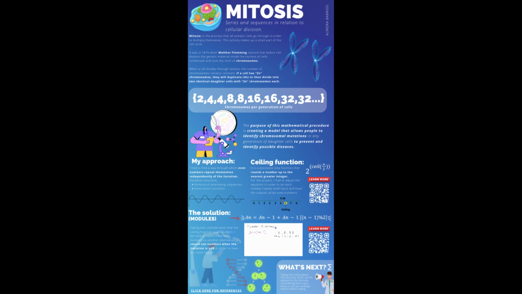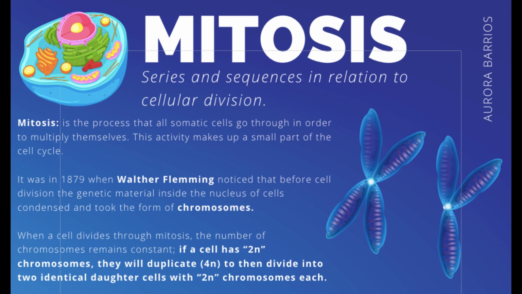Cellular division is the process through which all cells reproduce. It is fundamental for growth, repair of the organism, and reproduction. Even though gametes go through a type of cell division called meiosis, for this project's purpose, I will be focusing on mitosis. Mitosis is the process that all somatic cells go through in order to multiply themselves. This activity makes up a small part of the cell cycle.